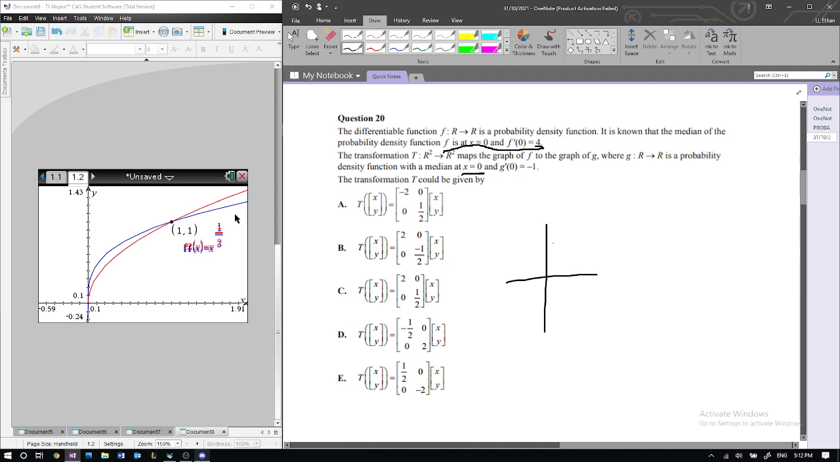So if we draw like just a little thing. So let's just pretend that that's the section of graph and the gradient is 4 there. And then for g of 0, the gradient is negative 1 at 0. So g would be like that. And then you'd have to find a transformation to make this turn into that. And I think the best way to do this is to try and visualize.